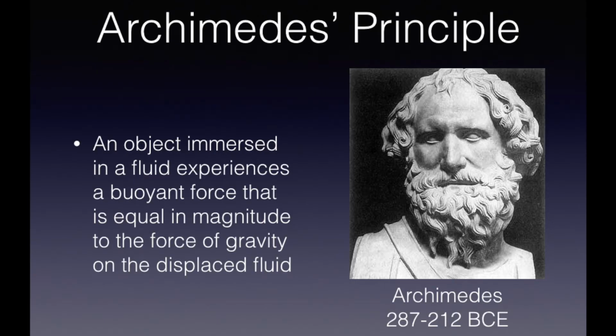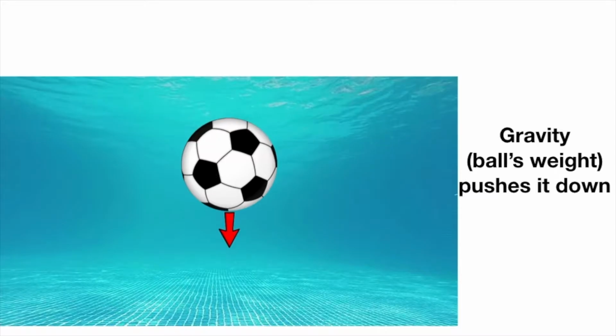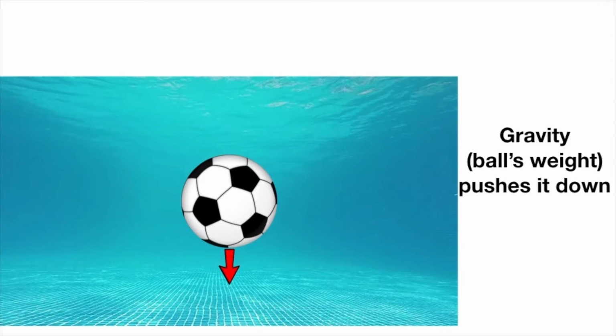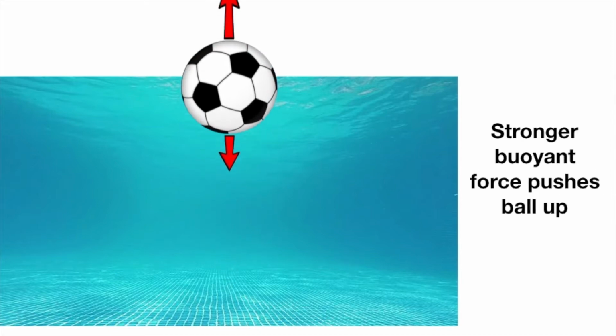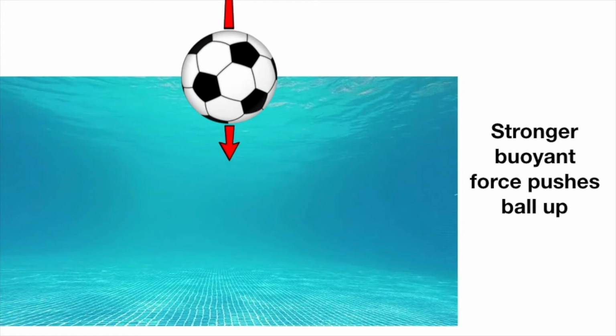Archimedes' principle states that an object immersed in a fluid experiences a buoyant force that is equal in magnitude to the force of gravity on the displaced fluid. In other words, while the ball's weight is pushing it down into the water, the buoyant force, which is equal to the weight of the water, is pushing the ball out of the water. Because the buoyant force is greater than the weight of the ball, it will rise to the surface and float.